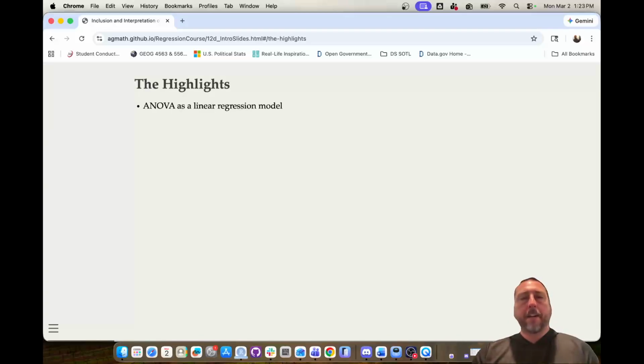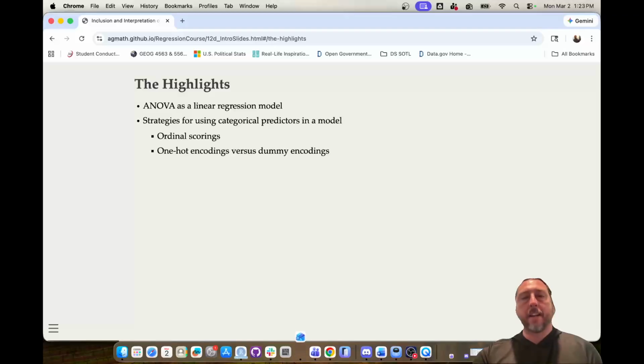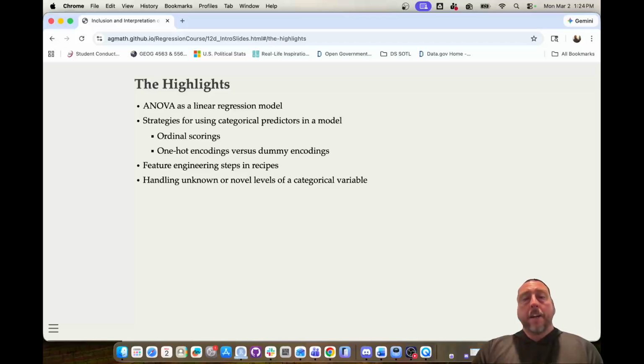So we're going to start by revisiting ANOVA, analysis of variance, and viewing it as a linear regression model. We're going to look at strategies for using categorical predictors in a model. We're going to look at ordinal scorings versus one-hot encodings and dummy encodings. We'll consider feature engineering steps in recipes. We've seen this once before, but we haven't really used it for anything meaningful. We used it to remove features from a model, but we're going to see more of these step functions today. We'll talk about handling unknown or new levels of a categorical variable.